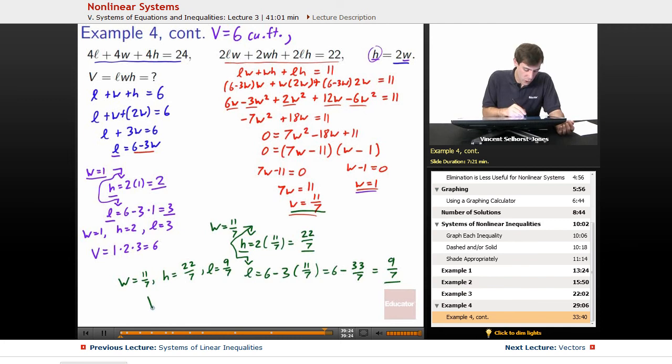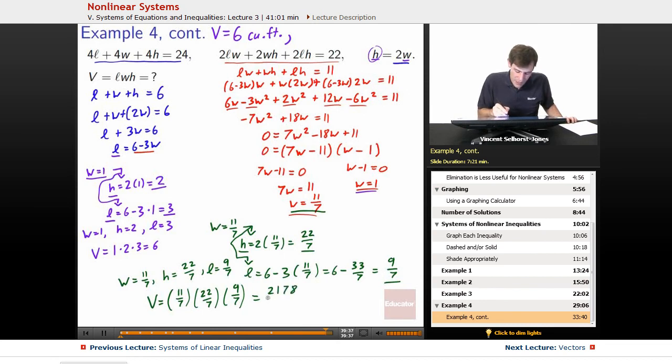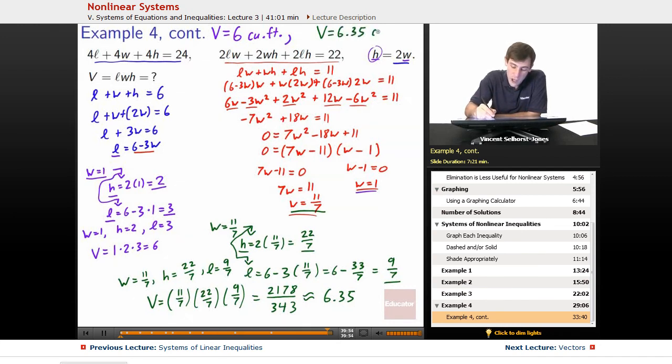So at this point, we know that the volume is equal to each one of these multiplied together. So 11 over 7 times 22 over 7 times 9 over 7. We multiply these all out together, and it becomes 2,178 divided by 343, which is really not that easy to see what that means. So let's approximate that using a calculator, and that comes out to be 6.35. So our other possibility is the volume comes out to be 6.35 cubic feet.